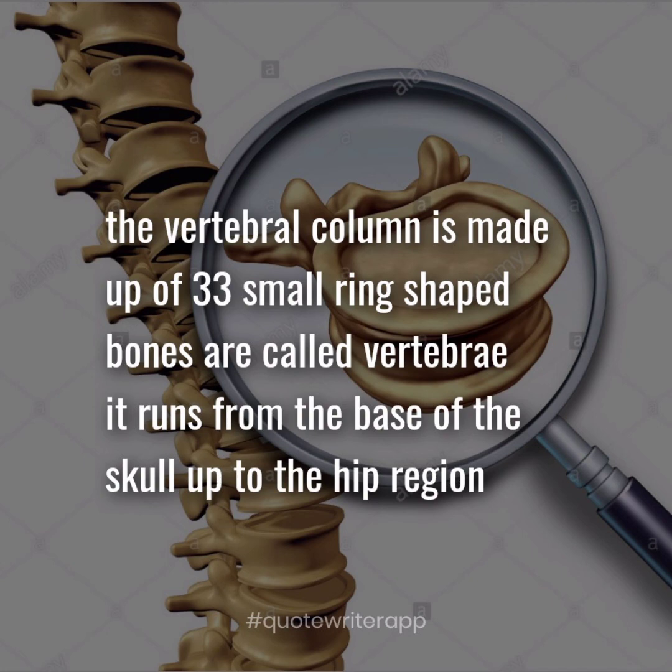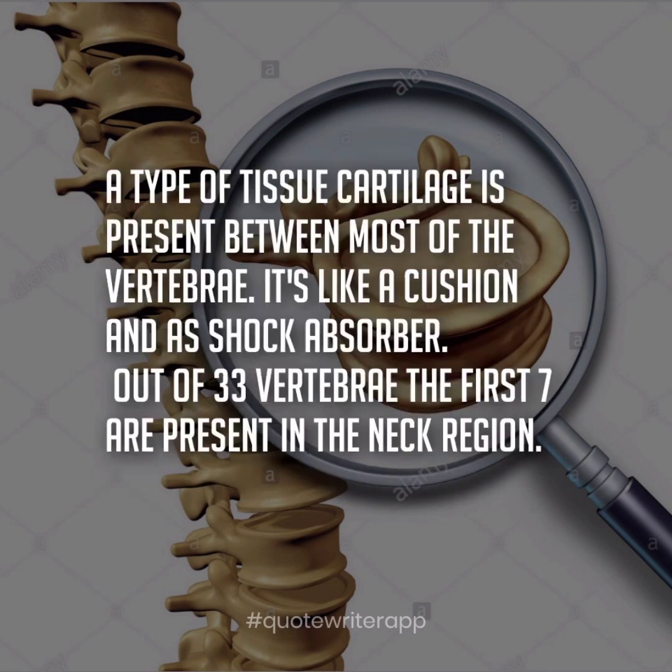The next is, what is vertebral column? The vertebral column is made up of 33 small ring-shaped bones. Those are attached with each other and called vertebrae. It runs from the base of the skull up to the hip region.